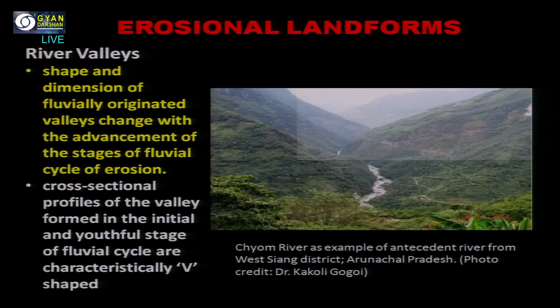Now further let us discuss about erosional landforms. I will request Professor Deshmukh to kindly discuss on the erosional landforms.